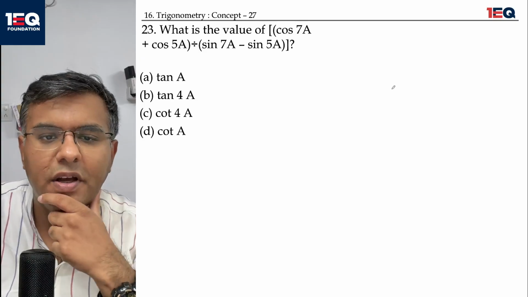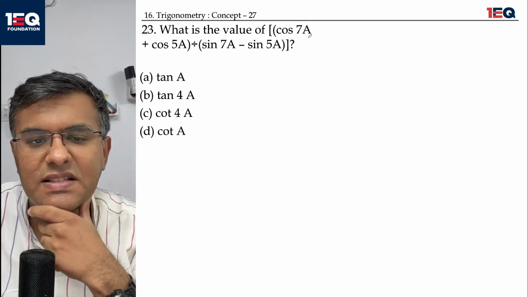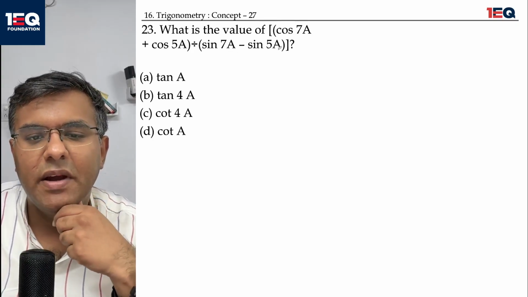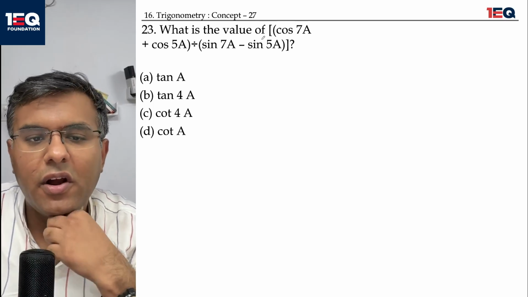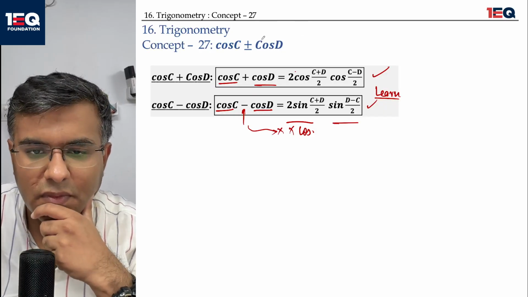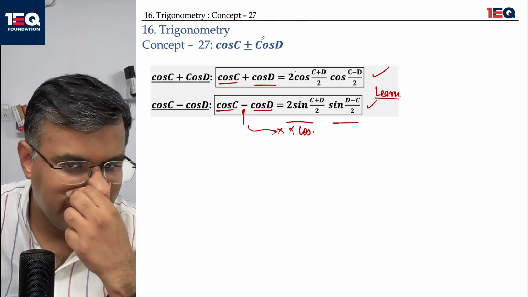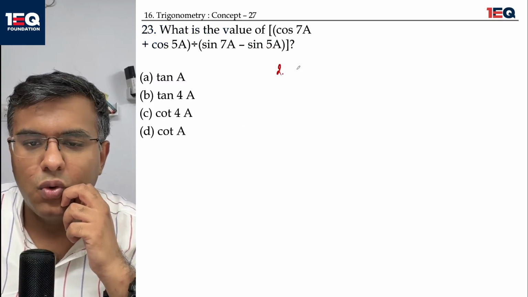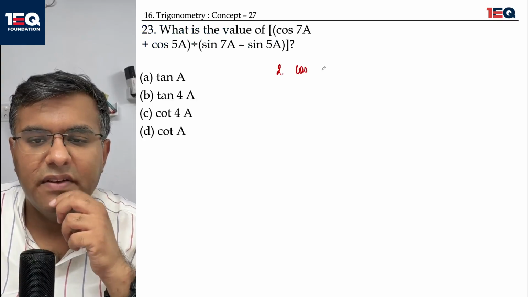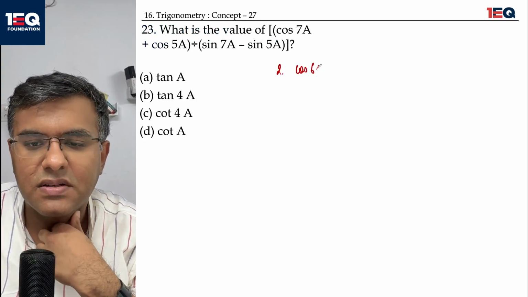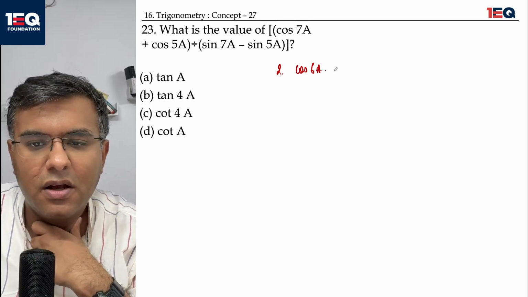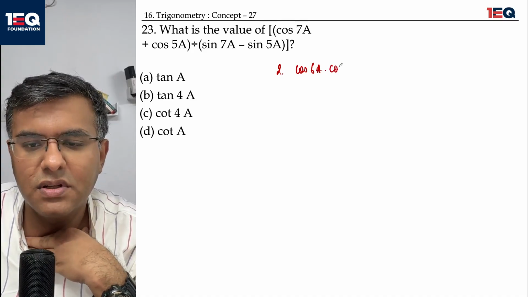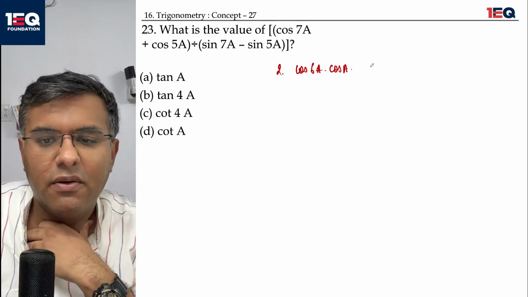Moving forward, what is the value of (cos 7A plus cos 5A) divided by (sine 7A minus sine 5A)? Talking about cos A plus cos B, it is equal to 2 and then the half angle formulas. 7A plus 5A is 12A, and 12A by 2 is 6A. This would be multiplied by cos (7A minus 5A), which is 2A, and 2A upon 2 is A. So this is what I get out of the first expression.